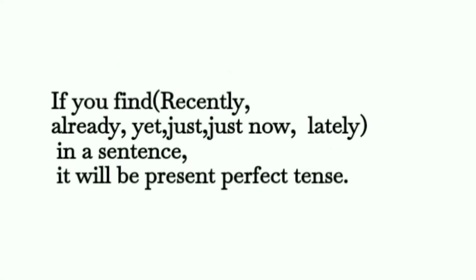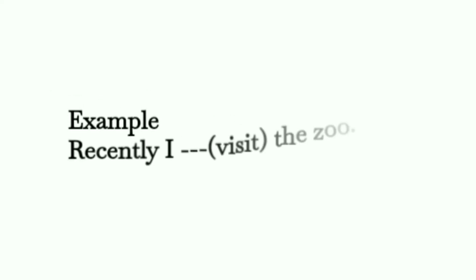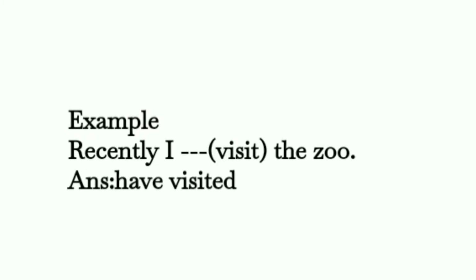Next rule is, if you find recently, already, yet, just now, lately, etc. in a sentence, it will be present perfect tense. For example, recently I visit the zoo. Here we can see the word recently, and for that reason it will be present perfect tense, and the answer will be have visited. Recently I have visited the zoo.